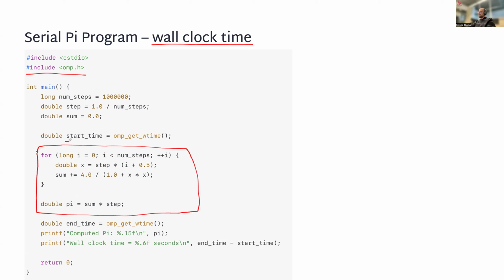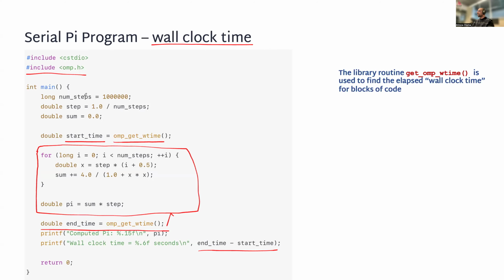So you can define a start time using omp_get_wtime, which gets the wall clock time. And then you can get the end using the same function. And then here you can compute the elapsed time. So this is how you can measure the execution time of this program. But it's important to know what kind of time we want to measure. Essentially, for parallel programs, we can calculate wall clock time and CPU time.